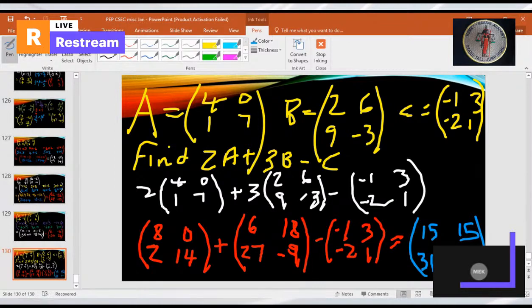So let's go over that last set. We're adding and subtracting those terms that are in the same corner of the bracket. So it's 8 plus 6, which is 14, minus -1, which gives 15. 0 plus 18 is 18, minus 3, that's also 15. 2 plus 27 is 29, minus -2, which is the same as adding 2, that's 31. And 14 minus 9 is 5, minus 1 is 4.